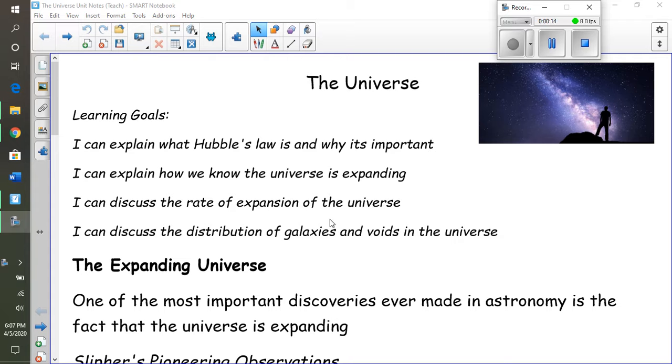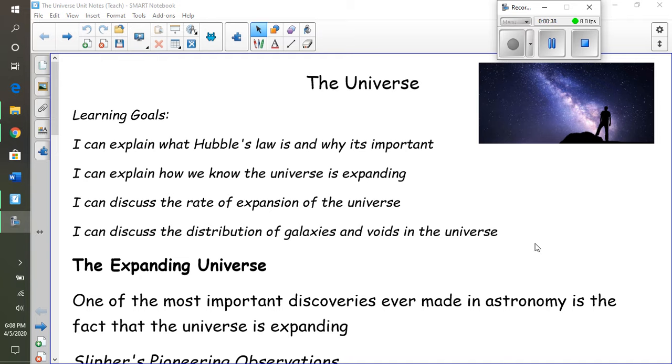The learning goals, I'm not sure how I'm going to assess these yet, but here they are. I want you to be able to explain Hubble's law, explain how we know the universe is expanding, discuss the rate of expansion, that's like how fast it is actually expanding, and discuss the distribution of galaxies and voids in our universe. Basically, what does our universe look like?